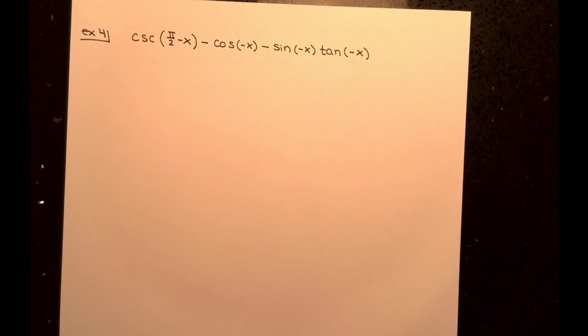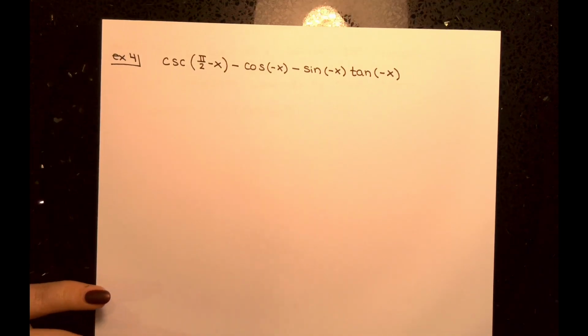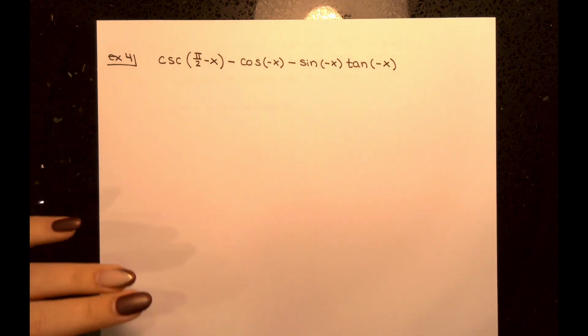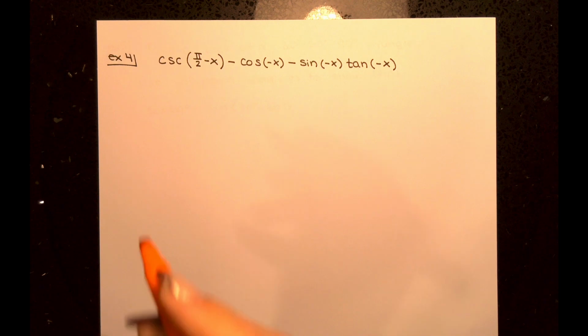I believe we have 2 more examples. Yeah, we have 2 more examples. This one, when I originally looked at it, did give me a little bit of a hard time, just because it's easy to make a small little hiccup, and I'll point that out. Okay, we have a lot of things. We have odd and even, and we have cofunction identities combined.